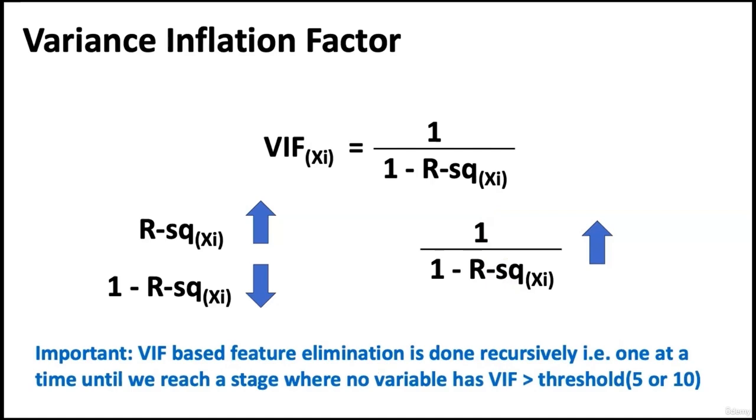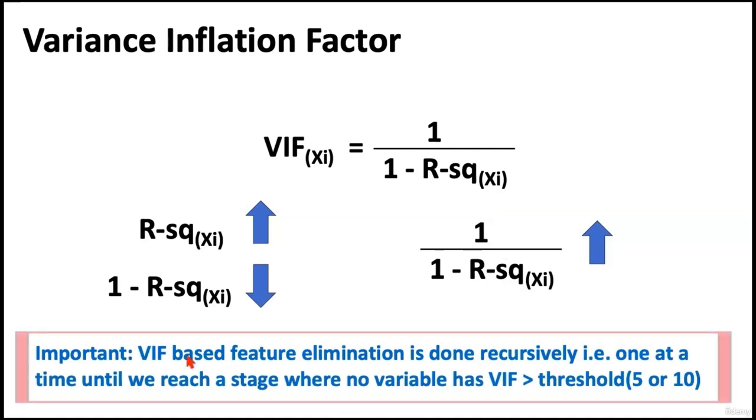Now, an important point to note with respect to VIF is that VIF-based feature elimination is always done recursively. That is one at a time, until we reach a stage where no variable has VIF greater than a threshold. So generally, we will be eliminating features which have a VIF value greater than a threshold, but we don't eliminate them all at once. We do it recursively, one variable at a time. Why? Because when you drop features, the VIF computation would be revisited, and as a result, the VIF values vary.